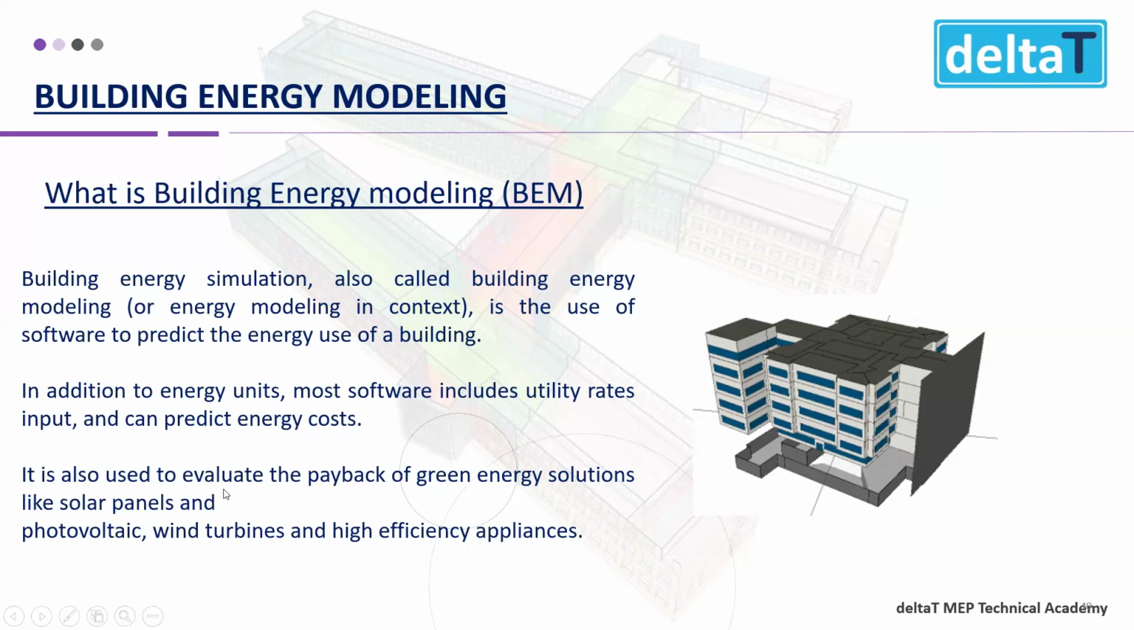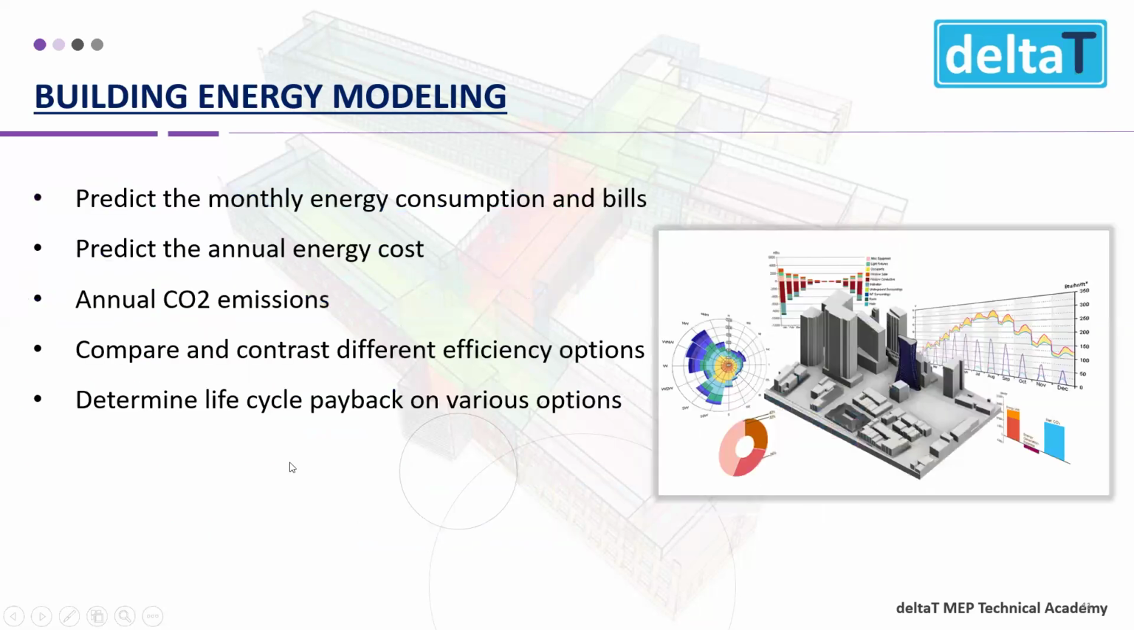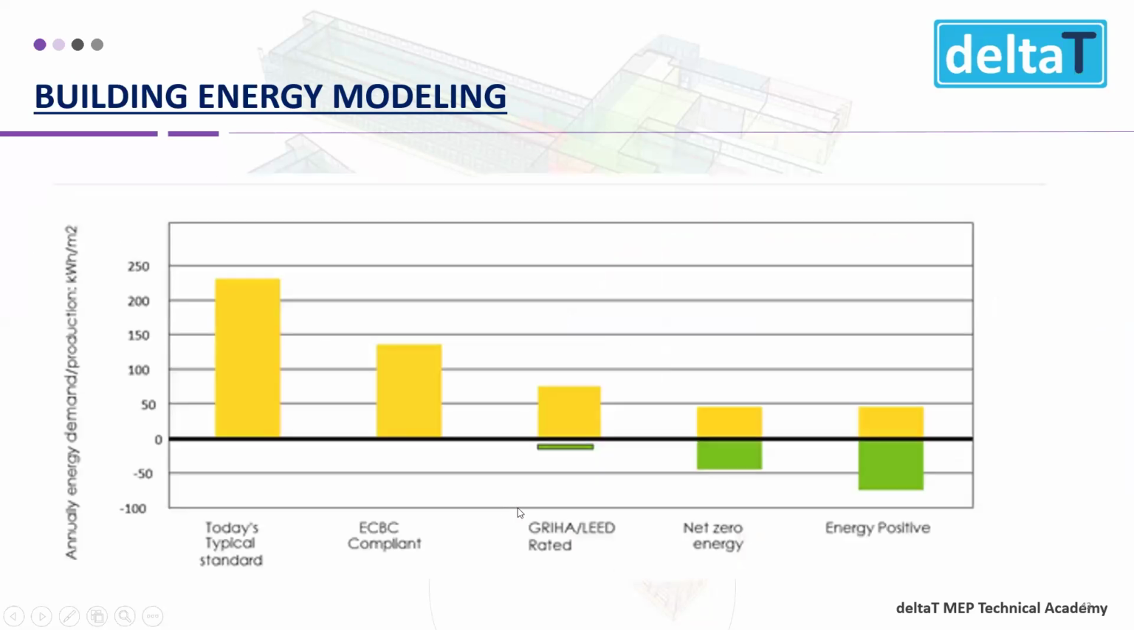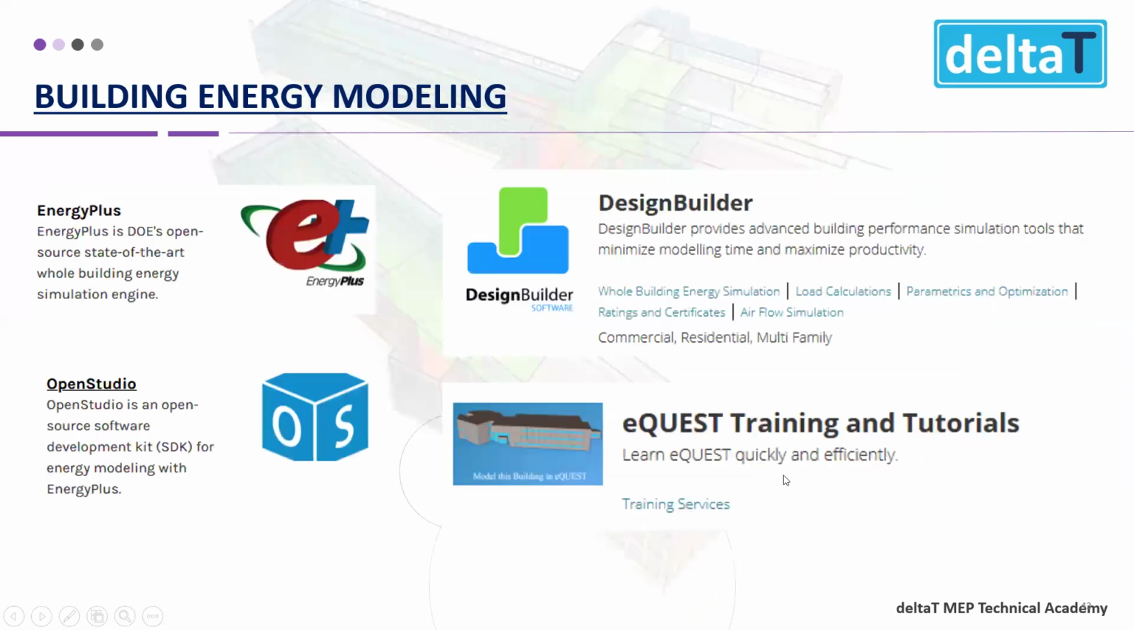It is also used to evaluate the payback of green energy solutions like solar panels, photovoltaics, wind turbines, and high efficiency appliances. So here we predict the monthly energy consumption and bills, the annual energy cost, and annual CO2 emission, compare and contrast the differences between efficiency options, and determine the life cycle payback on various options. So we use different software: we have EnergyPlus, DesignBuilder, eQuest, and OpenStudio.